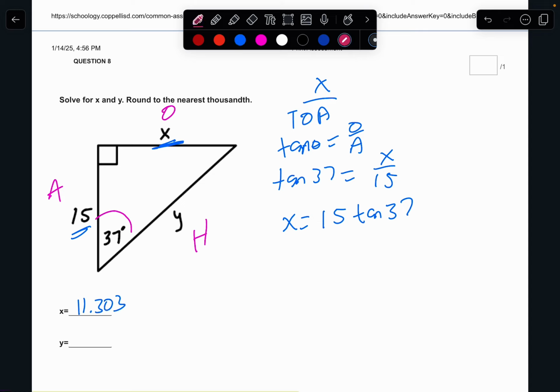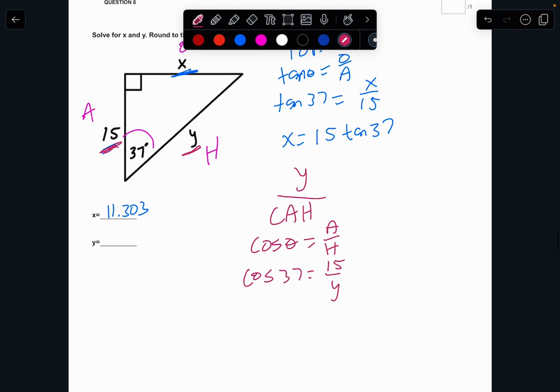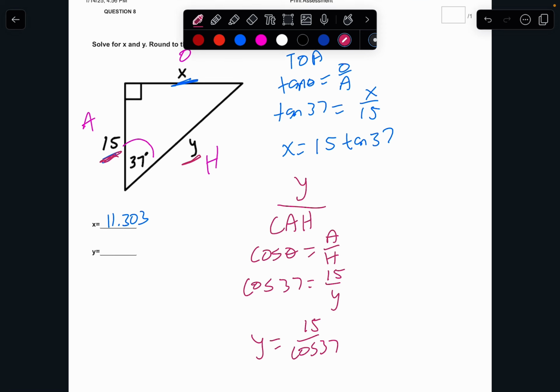And then finally, we'll solve for the y value. That is the hypotenuse. So to solve for y, that's the cosine ratio. The cosine of theta is adjacent over hypotenuse. So the cosine of 37 equals adjacent 15 over hypotenuse y. Well, if y is down low, y and the trig switch places. So that would be 15 over the cosine of 37. So we type that in, 15 over the cosine of 37. Round to the nearest thousandths again, that would be 18.782.